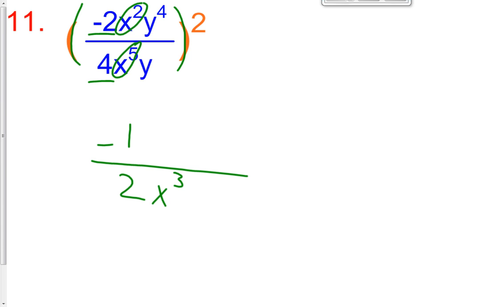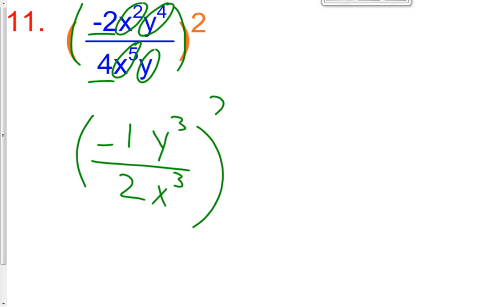If I see x squared divided by x to the 5th, that's the same thing as x cubed in the denominator. The 2 x's cancel in the numerator, and there's 5 in the denominator, and 2 of them cancel with the numerator, so there's 3 left over. And then we have y to the 4th and y, which make y cubed in the numerator. So now that we've simplified it, now let's do the power, so we're going to square it.